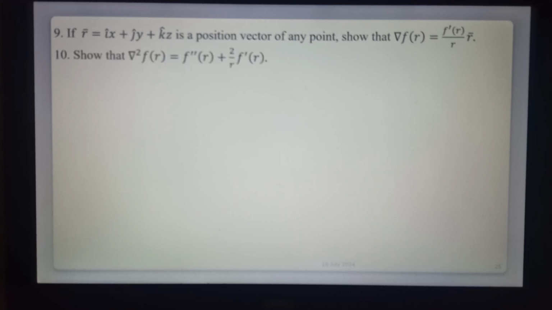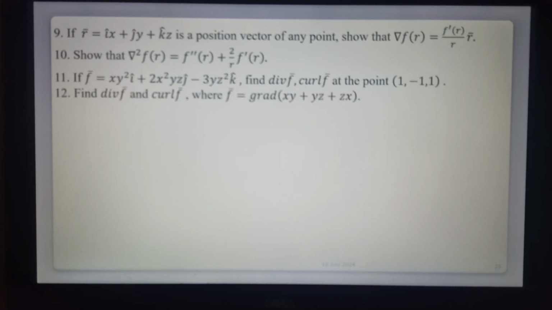So next one, del square. Show that del square f of r is equal to f double dash of r plus 2 by r into f dash of r. So next one, if f bar is equal to the given vector field, find divergence and curl of f bar at the point 1 comma minus 1 comma 1. This is also a very, very important question, divergence and curl.